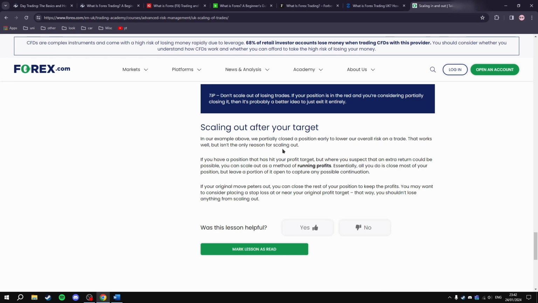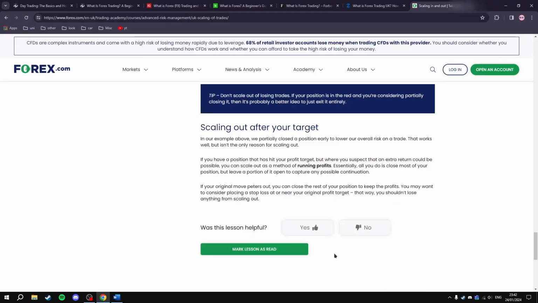Essentially, all you do is close most of your position, but leave a portion of it open to capture any possible continuation. If your original move peters out, you can close the rest of your position to keep the profits. You may want to consider placing a stop loss at or near your original profit target. That way you shouldn't lose anything from scaling out.